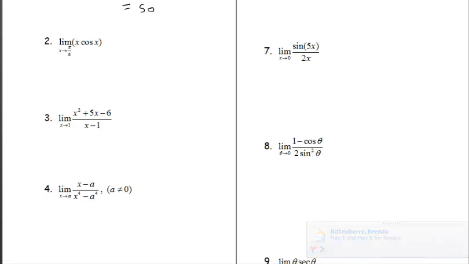All right, number 2. The limit of x cosine x as x approaches pi over 6. Try direct sub in. Everywhere you see x, replace it with pi over 6. Use the unit circle to find the cosine of pi over 6. Square root of 3 over 2. All right, rewrite as a single fraction.